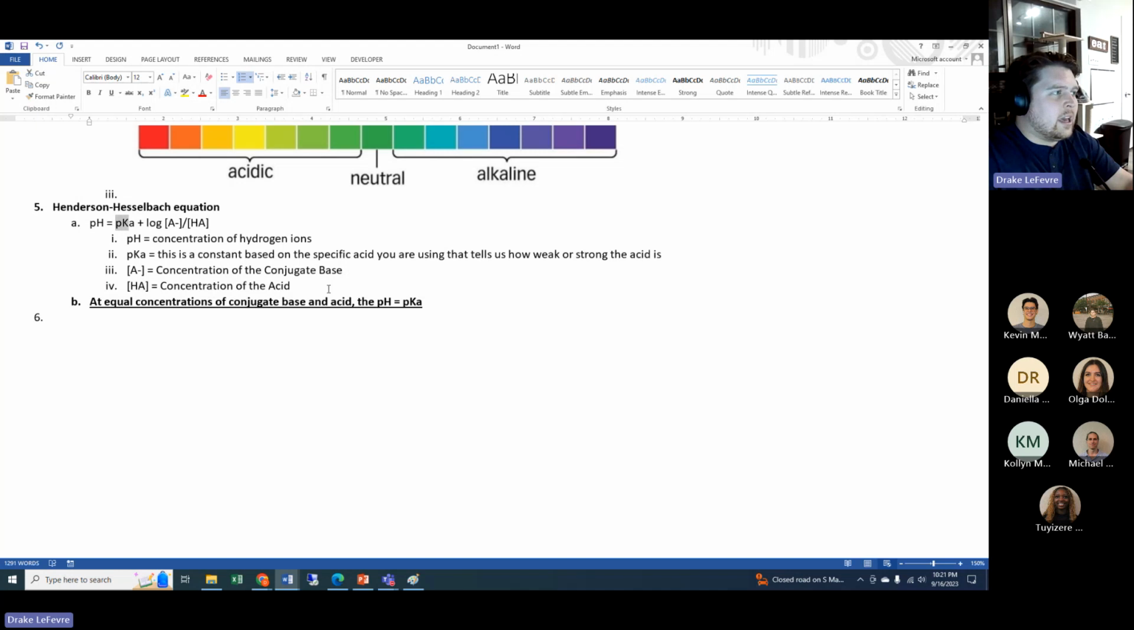make up a number for pKa, and play with it a little bit. See if we increase the value of the conjugate base, what happens to the pH? If we increase the value of this, what happens to the pH?